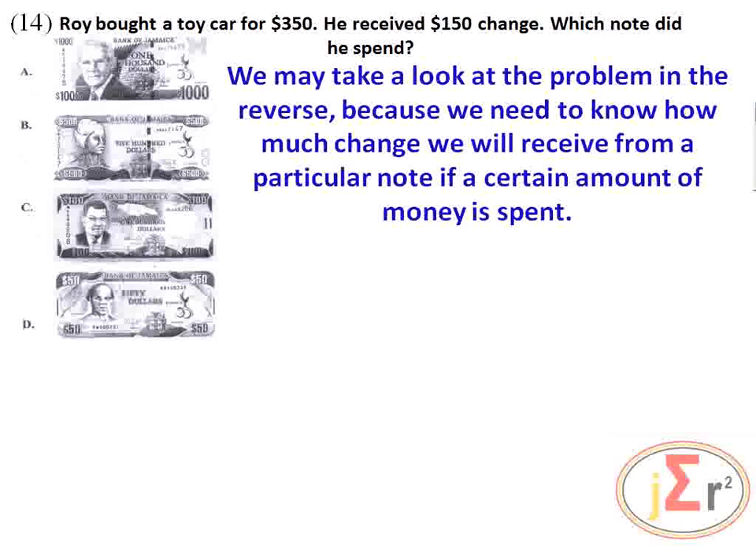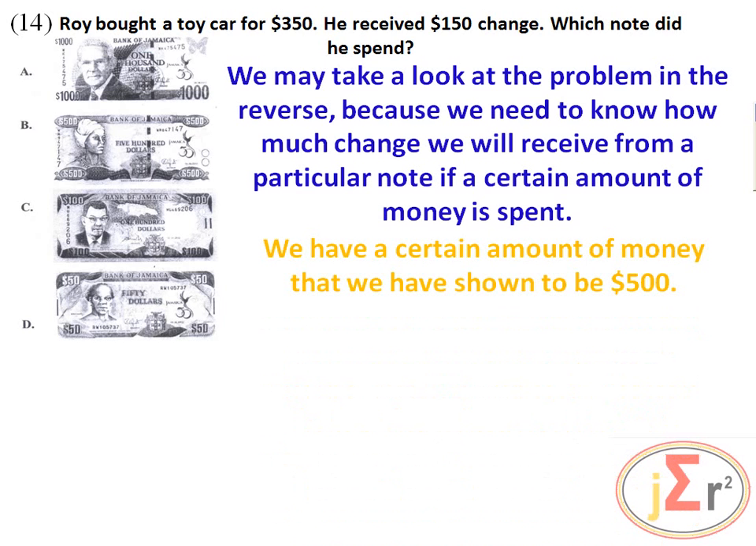We may take a look at the problem in reverse, because we need to know how much change we will receive from a particular note if a certain amount of money is spent. So purchasing for a particular amount, spending a particular amount, and the change received may be viewed in many different ways, and those three components may be used for a variety of reasons. So that's another problem that we might be able to solve.